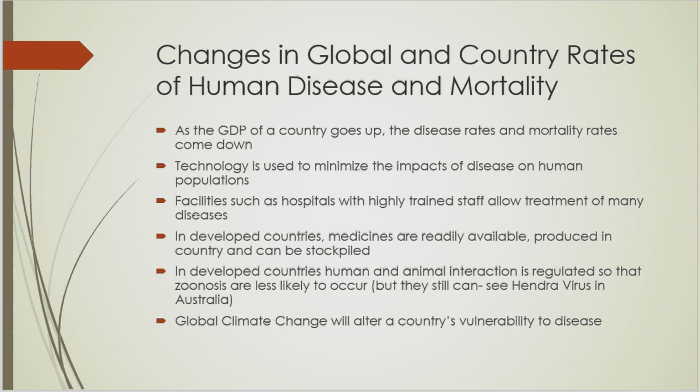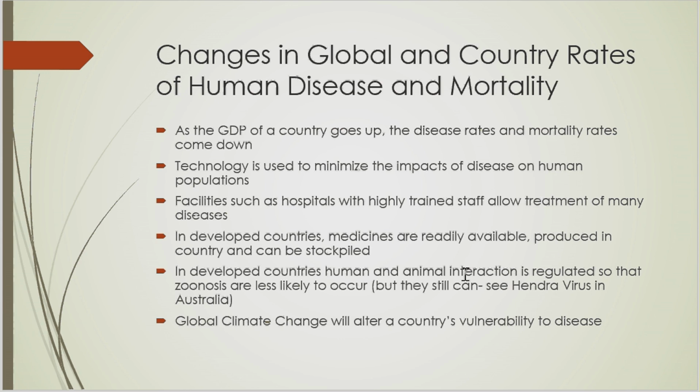So, generally around the world, as GDP goes up in a country, disease goes down, and therefore mortality goes down. So technology, as I said in the previous slide, is used to minimize the impacts of disease on human population. Facilities such as hospitals with highly trained staff allow treatment of many of the symptoms of these diseases. And in developed countries, medicines are relatively readily available, produced in the country, and also stockpiled.